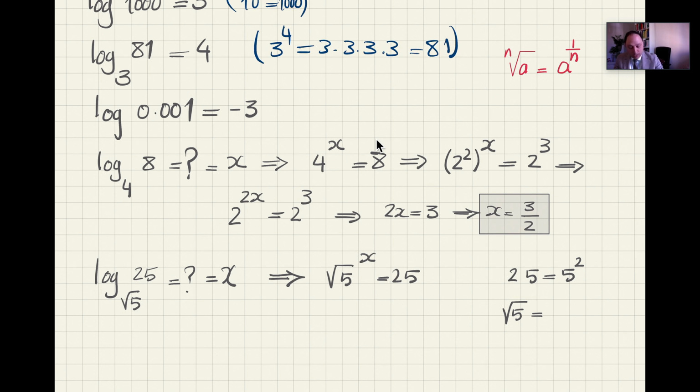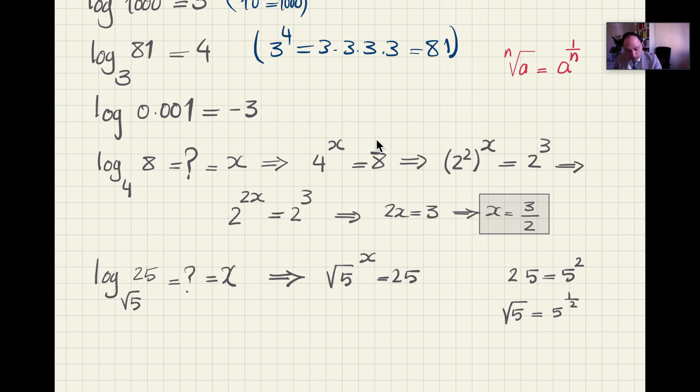Now, can you tell me, what is the square root of 5? It's the 1 over 2. It's 5 to the power of 1/2. Yes. So if you don't know this, there is no hope for solving this problem. Of course, there are some hopes, but you have to start everything from scratch.